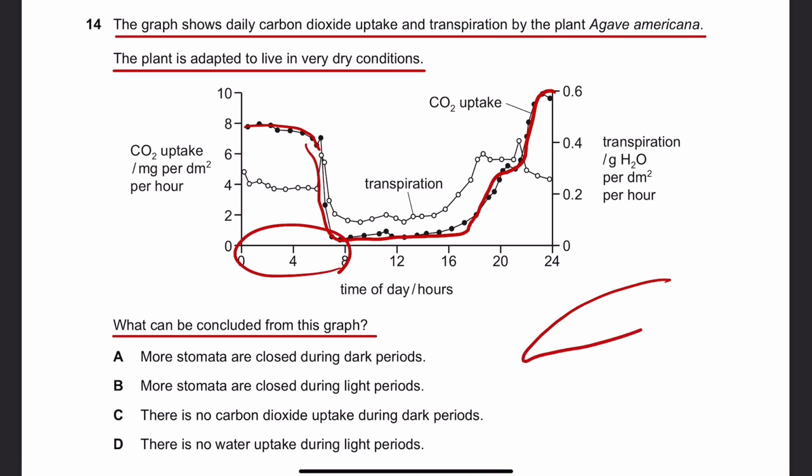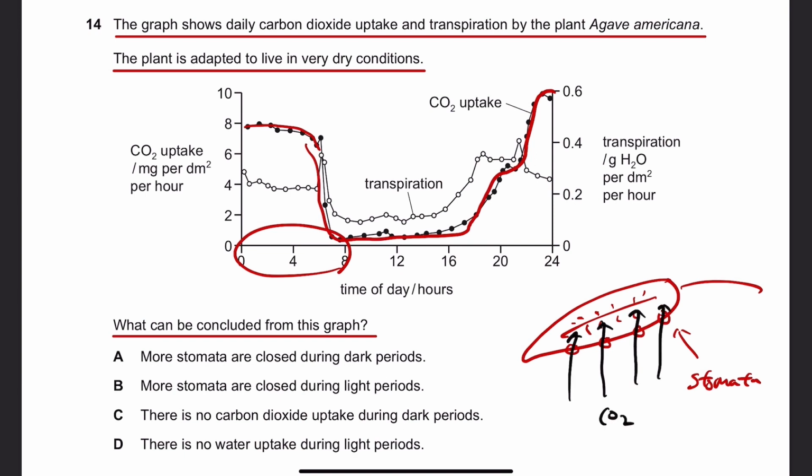The CO2 uptake of the leaf or the plant is achieved through the pores or holes called stomata. So CO2 goes into the leaves by stomata. So it looks like stomata are closed during light periods because the CO2 uptake is quite low.